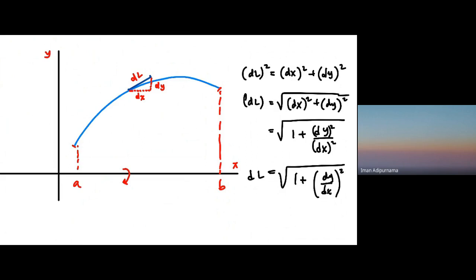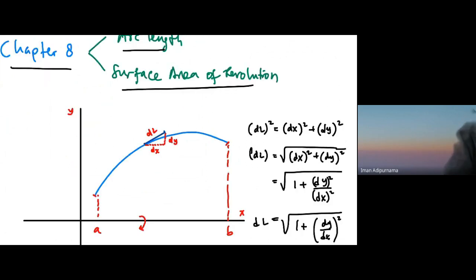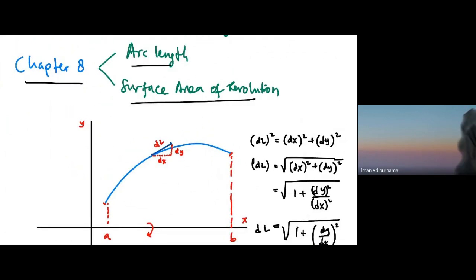Chapter 8 actually has 5 or 6 sections, but I think the most important ones are just the first and the second, which are the arc length and the surface area. I will let you know whether we have this on our final exam or not, by this week. So that is chapter 8, just a little bit of overview.